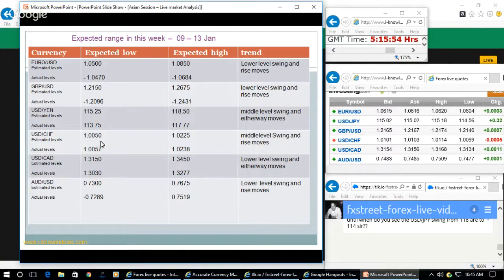Then in the case of CHF again, the estimated low was 1.0050. They came down to 1.0057, and the high was 1.0225, and they came up to 1.0238 and are trading in the middle level. In the case of Canadian dollar, 1.3050 was the estimated low, and they came down to 1.3030 and went up to 1.3277 and came down again to 1.31, the middle level. In the case of Australian dollar, they came down to 0.7289 on Monday and then subsequently started gaining, came up to 0.7519 and hovering around there. They will make some more slide and then start gaining some more levels in the case of Australian dollar.